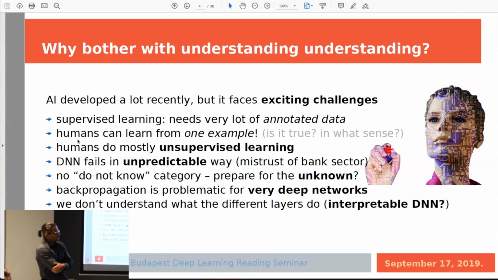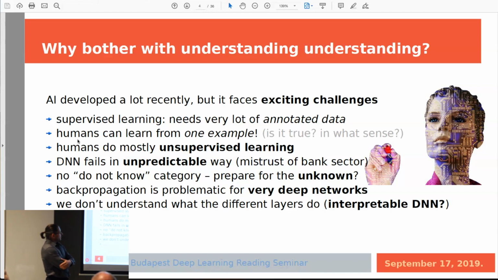So we mostly do supervised learning. We all know that it needs a lot of annotated data, and it's very hard to get good annotated data. On the other hand, we know that humans can learn almost from one example, which, one can discuss to what extent it is true and in what sense, but seemingly one can generalize from one example, as humans do. It's also true that humans mostly do unsupervised learning, and we have some unsupervised learning techniques, but it's still developing, let me say that.